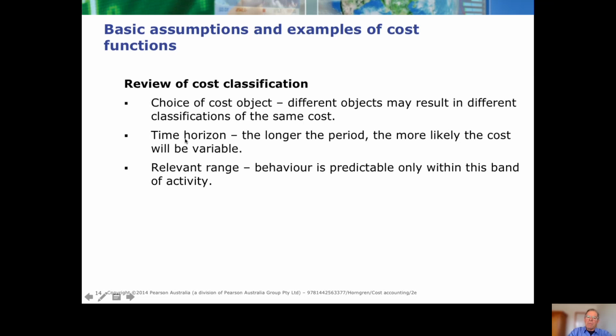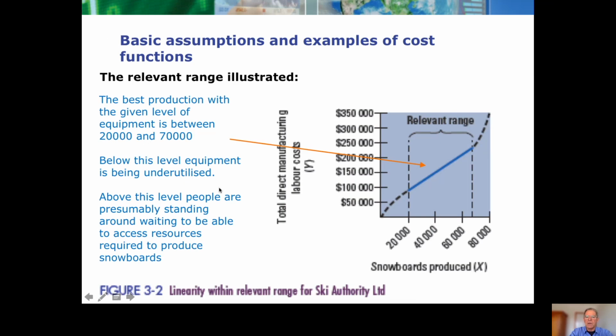We've got to watch the time horizon too. Costs will vary the longer the period of time. It makes sense that costs will not be held constant. They will be changing. And the relevant range: we can really only predict fixed costs and even variable costs within a certain range of activity. We'll show you how that varies over time.